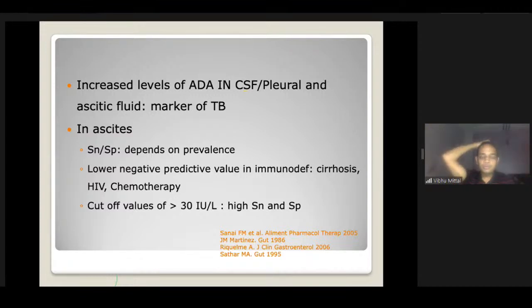The cutoff value of more than 130 international units per liter in immunocompetent individuals in a high endemic area has been shown to have high sensitivity and specificity. It is a good ancillary test to have. A totally negative ADA or strongly positive ADA would definitely, in clinical scenarios, help you clinch a diagnosis of tuberculosis or refute a diagnosis of tuberculosis.